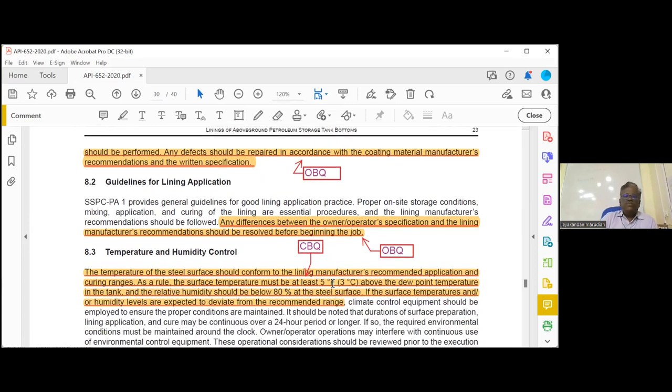What should be the surface temperature? The temperature of the steel surface should conform to the lining manufacturer recommended application and curing ranges. As a rule, the surface temperature should be at least 5 degrees Fahrenheit above the dew point temperature of the tank. That is very important, closed book question. And the humidity should be less than 80% at the steel surface. Humidity less than 80%, temperature 5 degrees Fahrenheit above dew point.